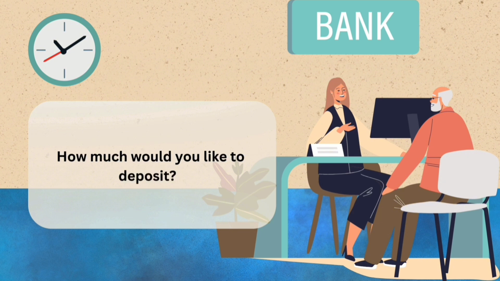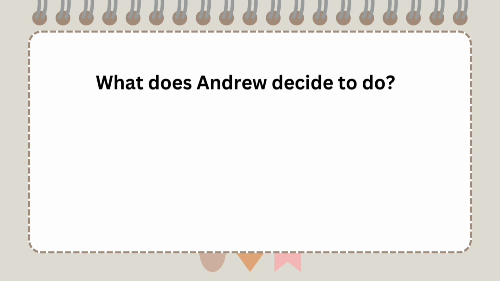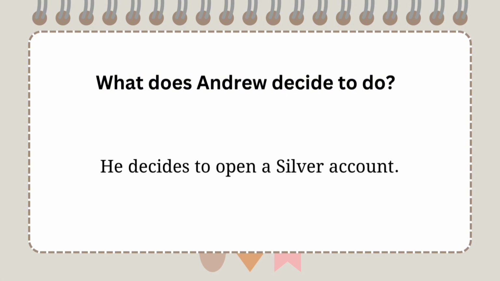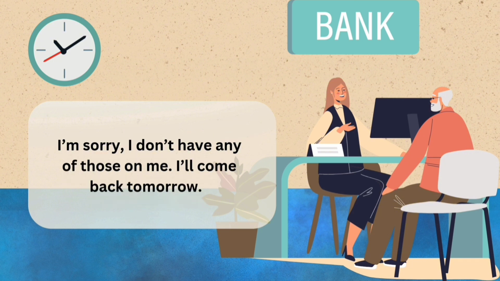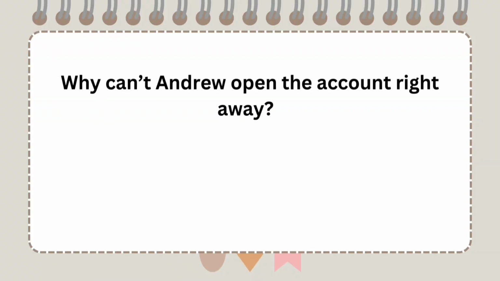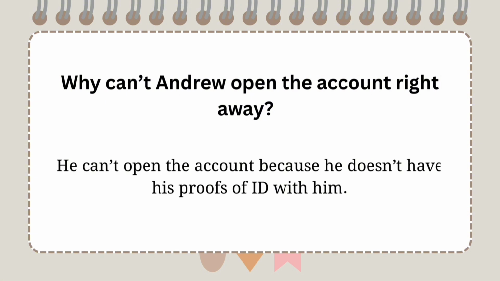I'll go for the silver account. How much would you like to deposit? £500. What does Andrew decide to do? He decides to open a silver account. We'll need 2 proofs of ID, like a telephone bill, driving license, or credit card statement. I'm sorry. I don't have any of those on me. I'll come back tomorrow. Why can't Andrew open the account right away? He can't open the account because he doesn't have his proofs of ID with him.